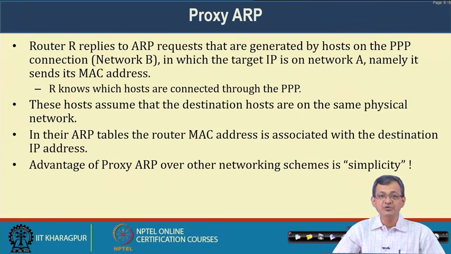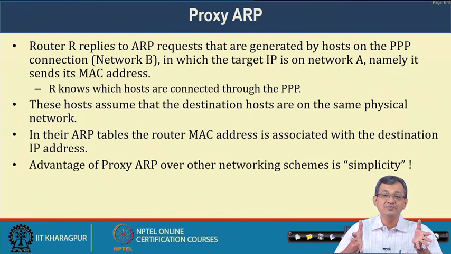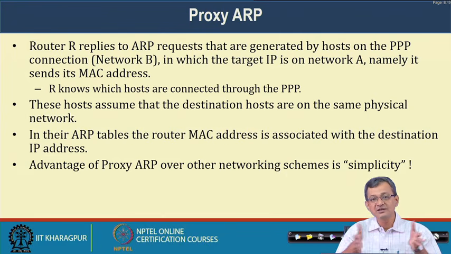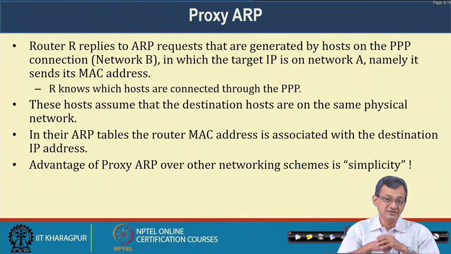The advantage of the proxy ARP over the subnetting scheme is its simplicity of handling so many things. What is happening is that A thinks it is in the same network, so it sends the ARP request to that router, which in turn replies back on this side B, and on the other side it also takes care of the other part, that is the network A. So, it proxies on both sides.